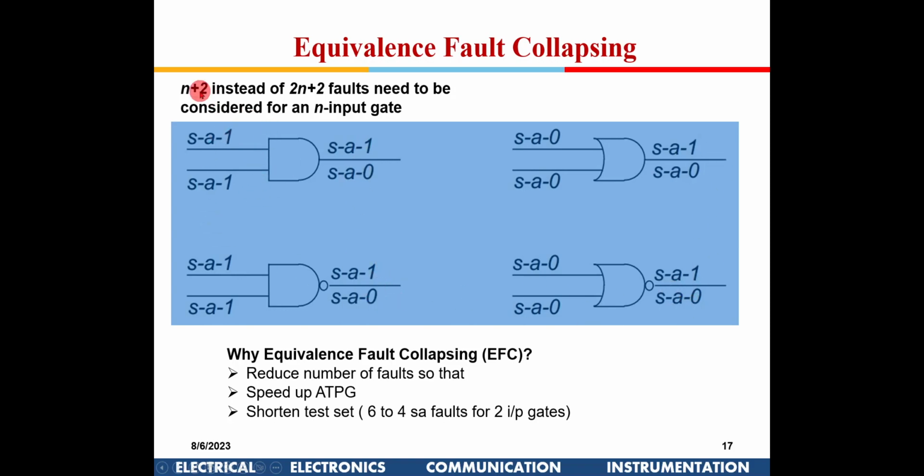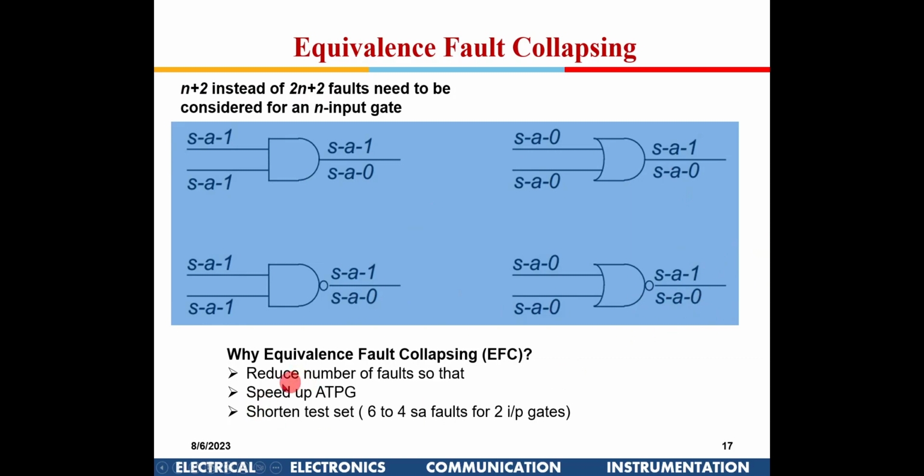Now if you see, to start with, if it is an n input gate, initially we had 2n plus 2 faults. 2n for the faults at the input and 2 faults at the output, so total 2n plus 2. Now this 2n becomes just n, so n plus 2. So because of fault collapsing, from 2n plus 2 we just come to n plus 2. So these are how the gates look after fault collapsing.